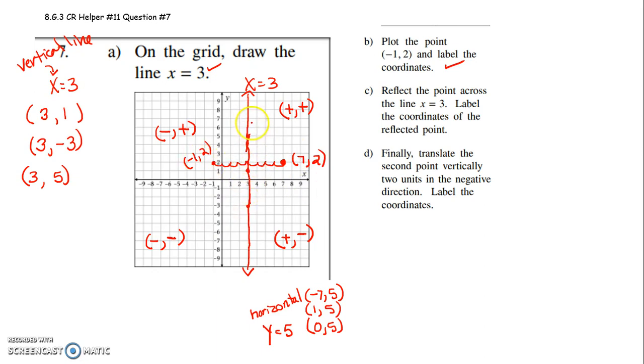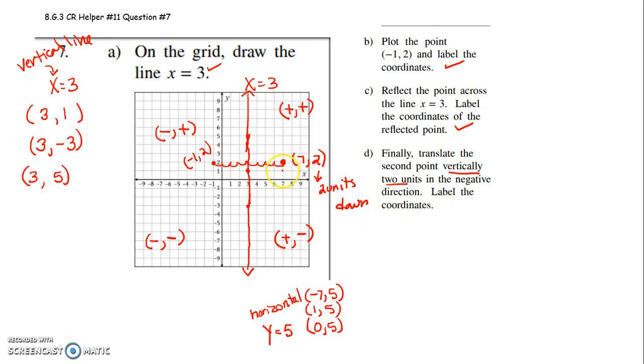If you put your mirror from class right on this line and you looked through that mirror, this would be the reflection. Same distance away from the line of reflection, but on the opposite side. Finally, translate the second point vertically 2 units in the negative direction. Vertically, 2 units in the negative direction. That means 2 units down. And label the coordinates of that point.